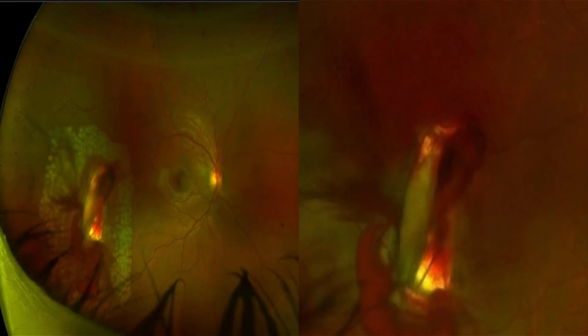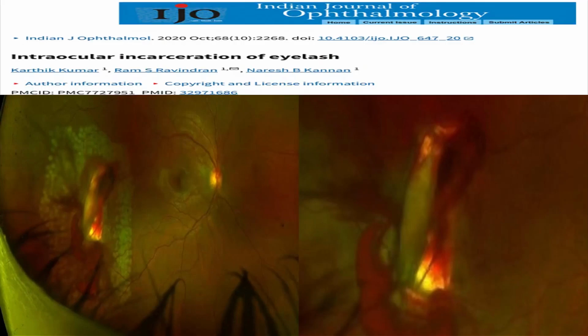Yes, it's an eyelash. So I didn't identify it at that point in time, but I went to my senior and I asked him what it was. He told me it was an incarcerated eyelash. And the next question I asked him was, how often do you see an incarcerated eyelash in the retina, secondary to a trauma? He told me in his 8 years, he has seen 2, and this was the second one. So we went on to publish this under ophthalmic image in IJO.